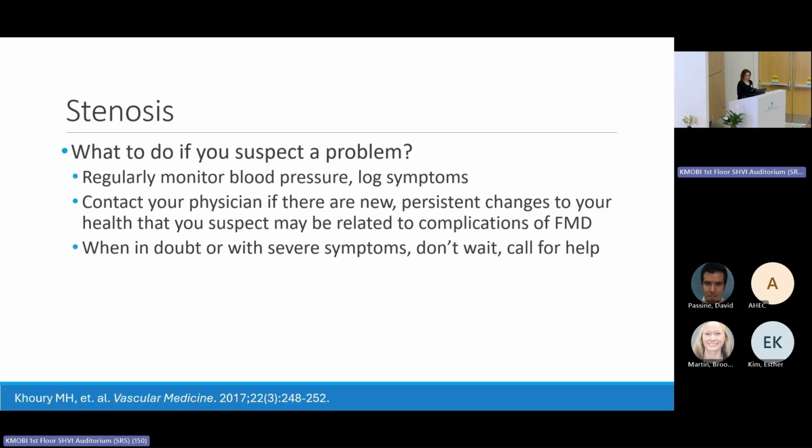So what do you do if you suspect there might be a problem? A lot of this is listening to your body, regularly monitoring blood pressure, and that can even just be at normal, routine visits, but it can be at home as well. Logging any new or persistent symptoms would be helpful, and then contacting your physician if those things occur. So if there's new persistent changes that you suspect could be related to FMD, it's important to just ask and have that conversation. And then if there's any doubt or if those symptoms become severe, don't wait, just present to the emergency department or call for help in some other way.